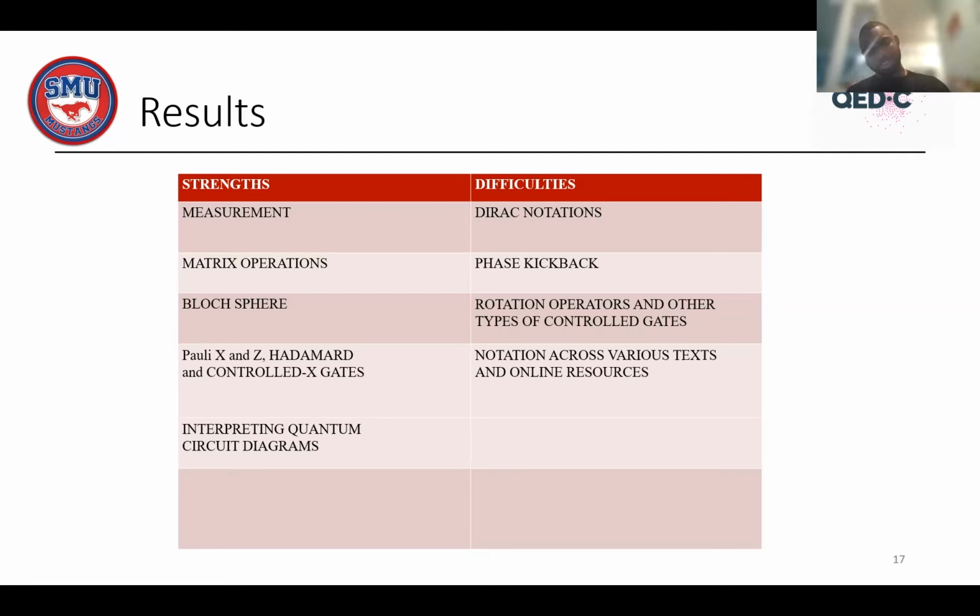We also found that the students quite understood the Bloch sphere and how information can be represented in it. They also had a good understanding of how the Pauli-X and Pauli-Z gates operate, including the Hadamard and especially the controlled-X gate, but not the other ones. The rotation operations were quite difficult for them. And even the phase kickback was a major one.